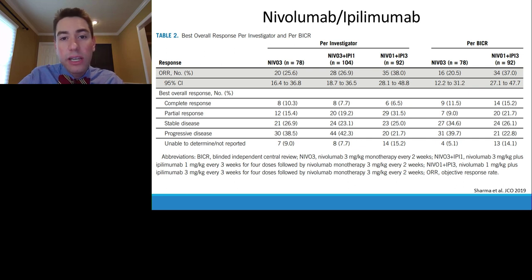So looking at the overall response, and since this was an open-label expansion cohort, able to really look at the overall response rates. The Nivo 1 plus Ipi 3 had a higher overall response rate than Nivo alone, with 35% versus 20%, and higher than the Nivo 3 Ipi 1 at 28%. And it really is hypothesis generating whether or not to use Nivo 1 Ipi 3.